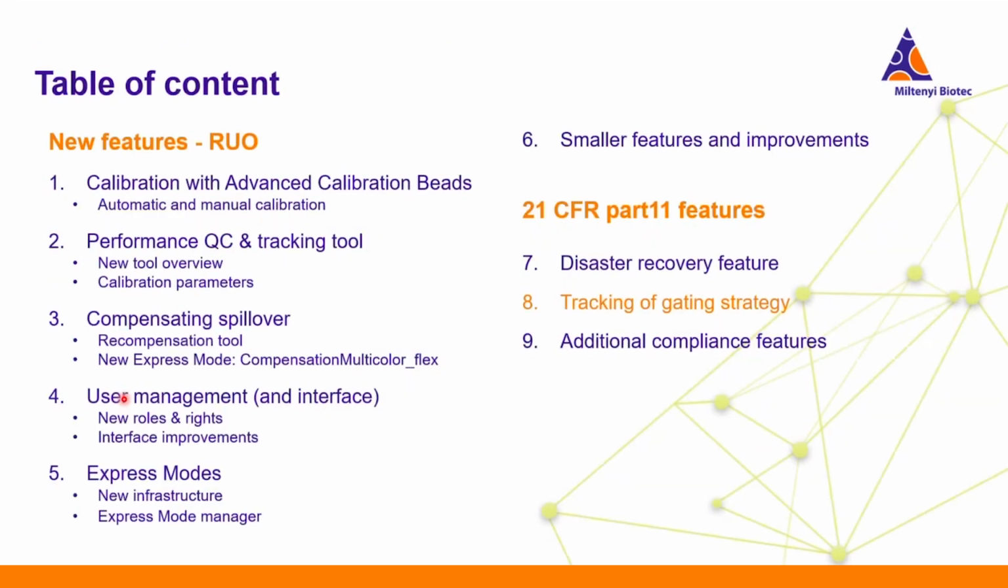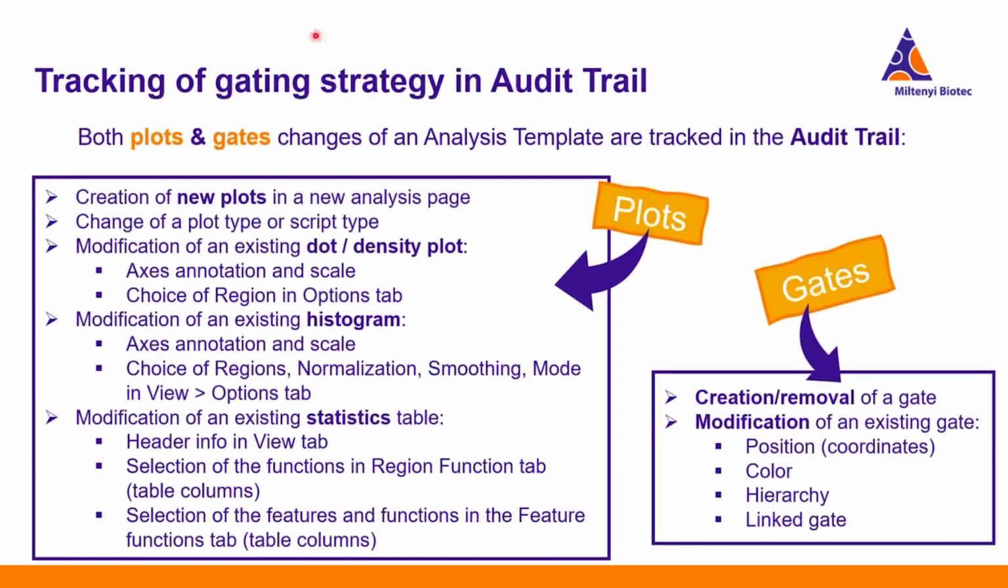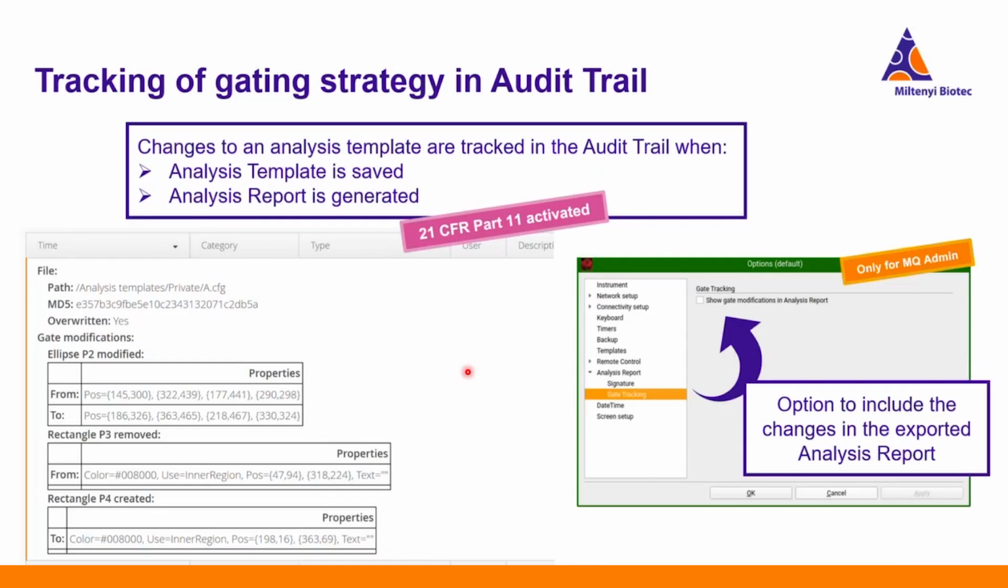The audit trail also has been greatly improved. So it's now tracking way more things, especially when it comes to gating. So when you make adjustments to the plots, even if it's just moving it 1 pixel to the left, but also what regions are shown, normalization, even the color of the gate, I think, is tracked. Yes, it is. So basically everything of this will create an entry in the audit trail upon saving it, or when you make an analysis report.